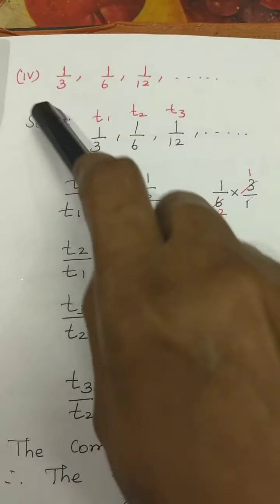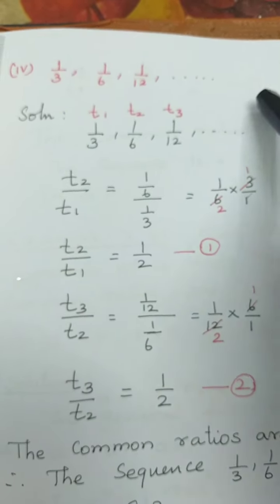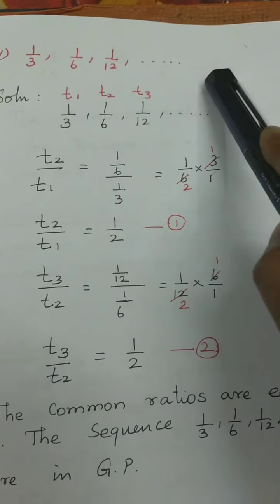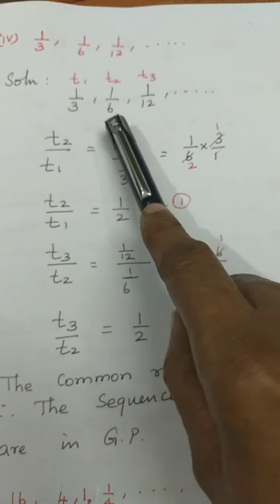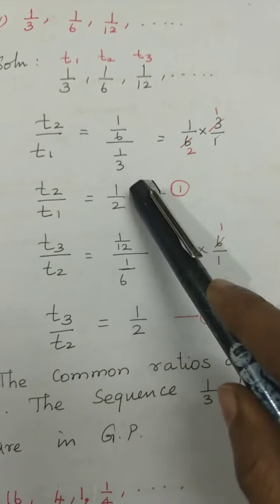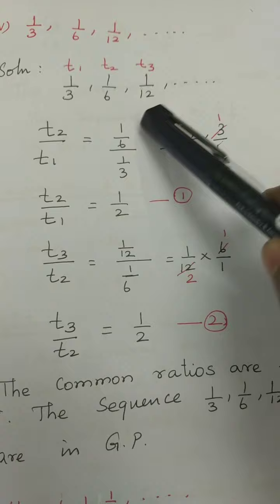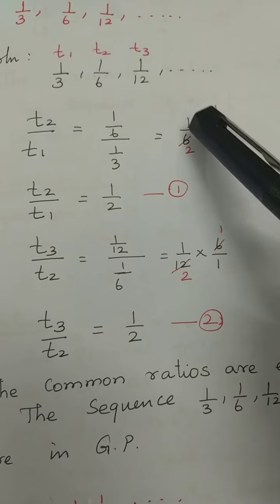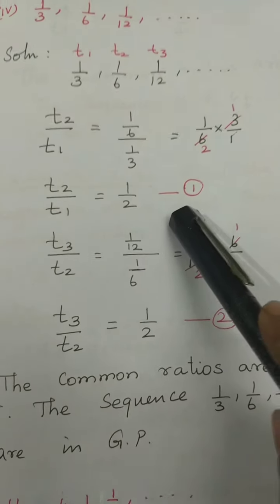Fourth sum is 1 by 3, 1 by 6, 1 by 12 and so on. We have to check whether these sequences can form a GP. So take this as first term, second term and third term. And T2 by T1 is 1 by 6 by 1 by 3. Then you have to bring it to reciprocal. Bring it to numerator, it will come as reciprocal. 1 by 6 into 3 by 1. So you can cancel, it will come as 1 by 2.